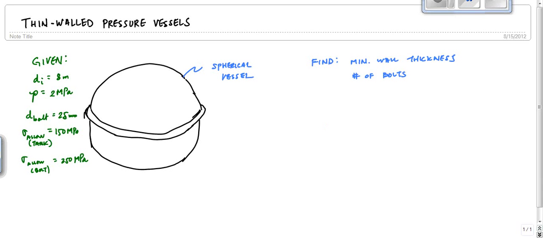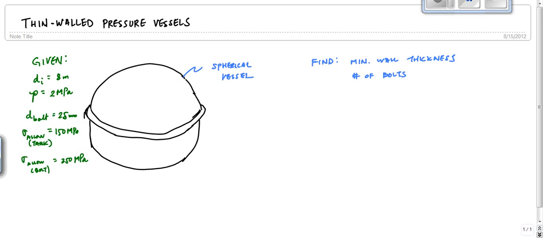All right, so we're going to do a thin-walled pressure vessel problem here. We have a spherical vessel, and that makes it easy. We have the inner diameter of the sphere, which looks more like a hamburger, of 8 meters, and the internal pressure of 2 megapascals.